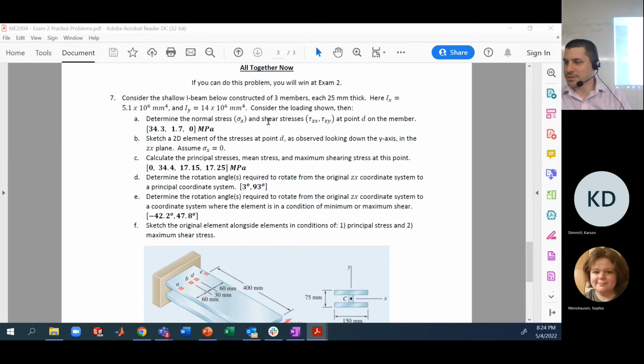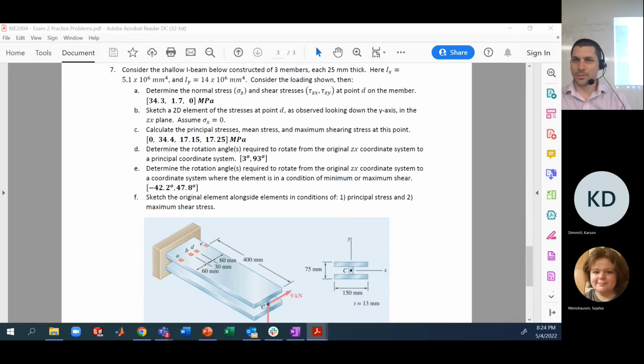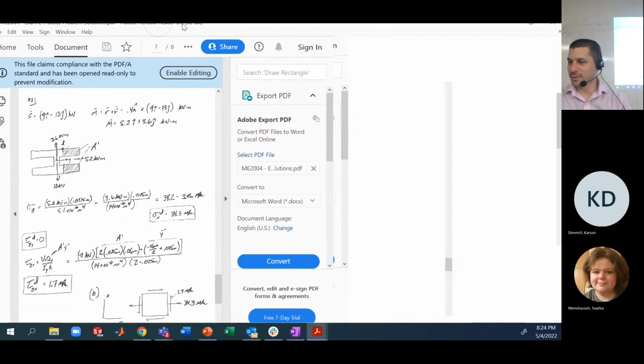Determine the normal stress and shear stress at point D on the member. This is a combined loading problem, just like we've been doing all along. Pick up these forces, relocate them to the cross-section of interest. We'll do that according to this.